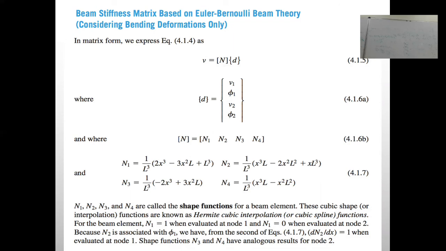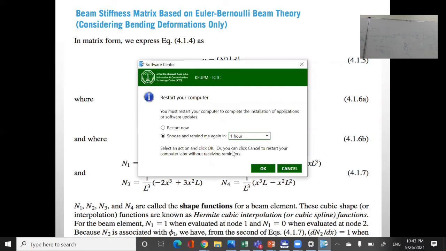N1, N2, N3, N4. What is the property of N1, N2, N3, and N4? N1 equal to 1 at node 1, and N1 equal to 0 where? At node 2? Remember, we have node 1 and node 2. We don't have 3 nodes or 4 nodes. We have 4 degrees of freedom, but we have only 2 nodes.